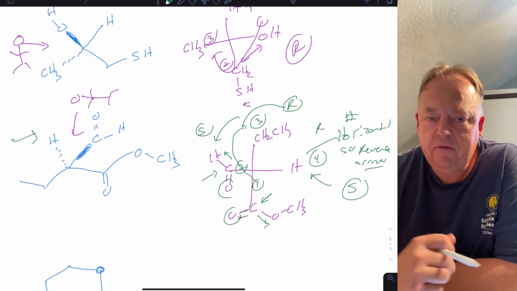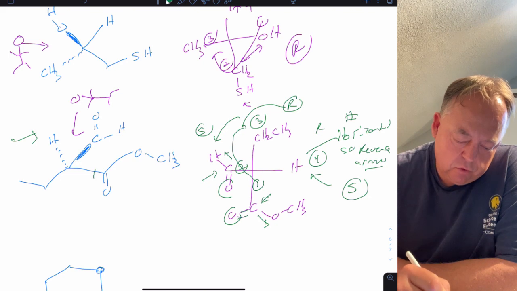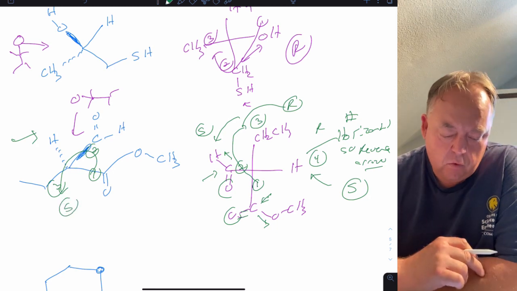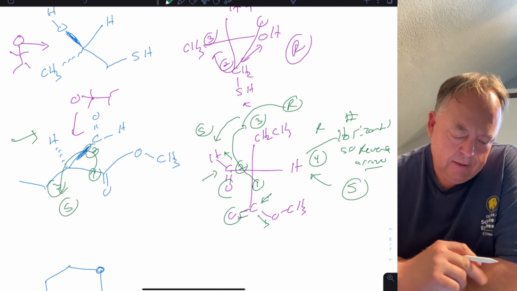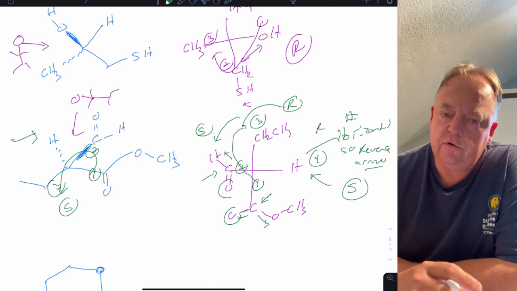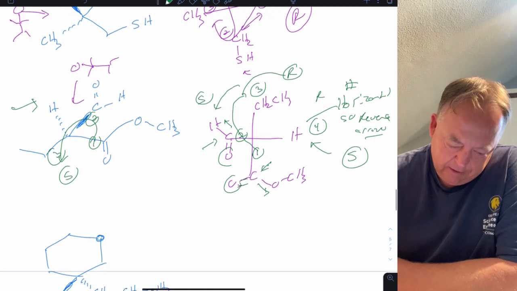But really we didn't have to do all of this work because 4 is on a dashed wedge, so we don't need a Fischer projection, right? We can just do 1, 2, and 3 and draw your arrow from 1 to 2 to 3, which is counterclockwise, and 4 is on the dashed wedge, so the arrow stays counterclockwise. Right? If 4 is on the solid wedge, we would reverse the direction of the arrow.